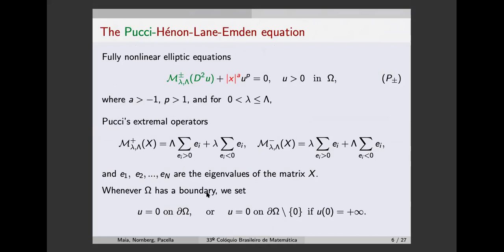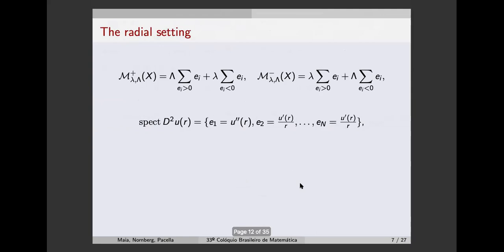So when we study this problem and omega is a bounded domain, we're going to assume the Dirichlet condition on the boundary, u equals 0 on the boundary of omega. But the Pucci's operator is given by this sum. If small lambda and large lambda are equal, then you have a multiple of the Laplacian operator. But if not, what we need is to know when the eigenvalues are positive or negative.